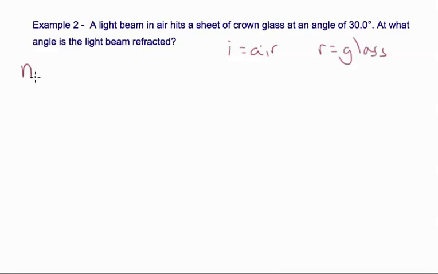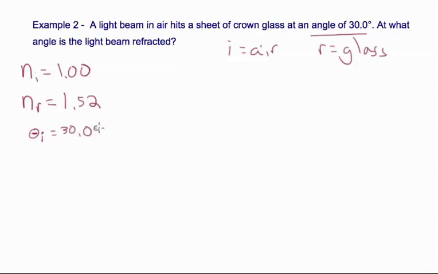So we know that the index of refraction for air is 1.00. We know that it's really like 1.003, but we're just going to keep it to 3 significant figures like I asked. And we know that the index of refraction for crown glass is 1.52. And it's hitting the sheet of glass at an angle of 30 degrees. So that is the angle of incidence. And it's asking you to solve for the angle of refraction.